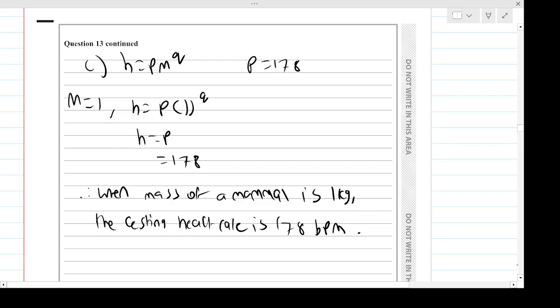A certain value, hopefully you can see here. Obviously, the mass is 1, a simple number. It gets me exactly 178, which is P. So that's what that means, right? Just literally describing the result here in relation to what H and M represent. So M, the mass of the mammal, H, the heart rate, right?